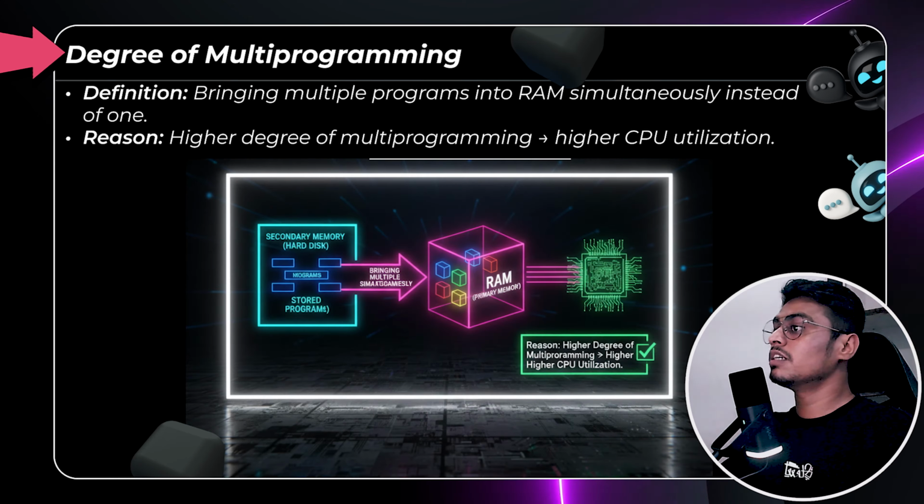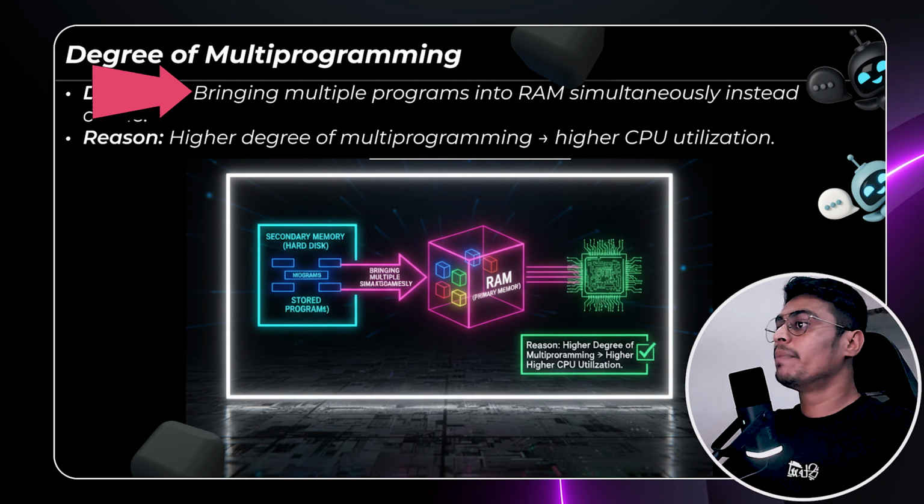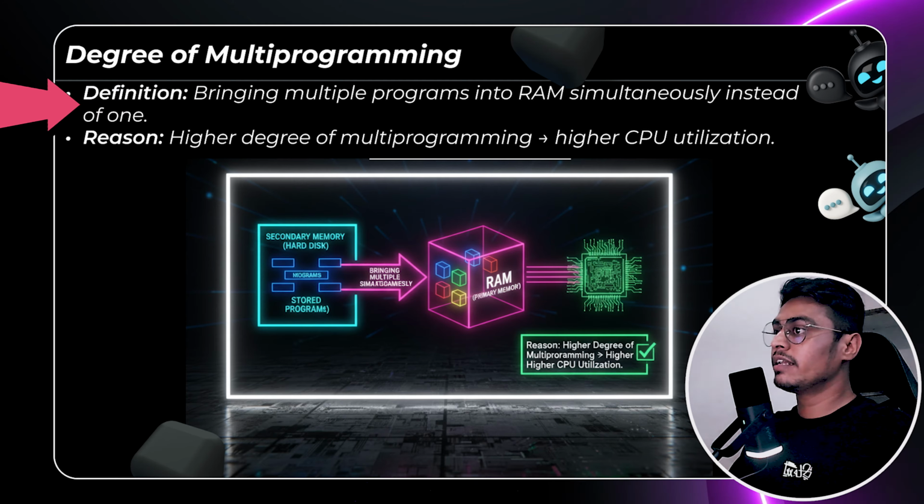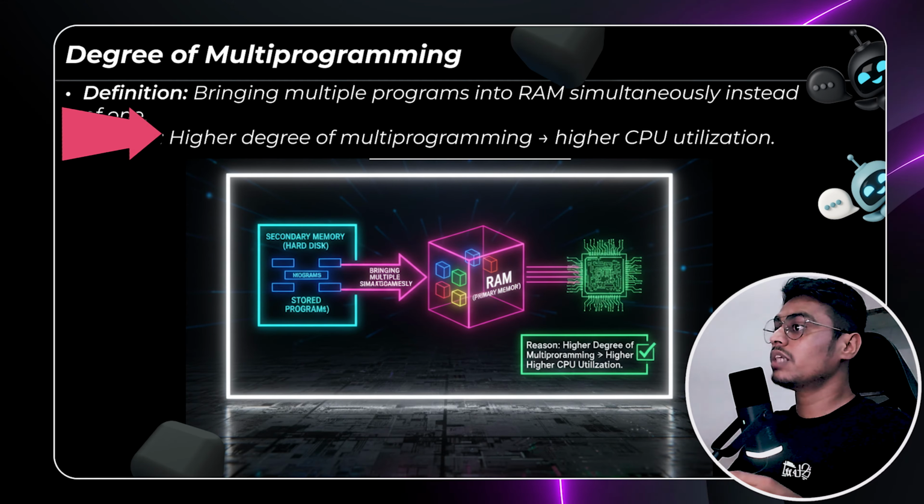So this leads us to an important concept called degree of multiprogramming. Multiprogramming means bringing multiple programs from secondary memory into RAM simultaneously rather than loading just one program. Why do we need multiple programs? Because higher the degree of multiprogramming, higher the CPU utilization. Let me explain this with an example.